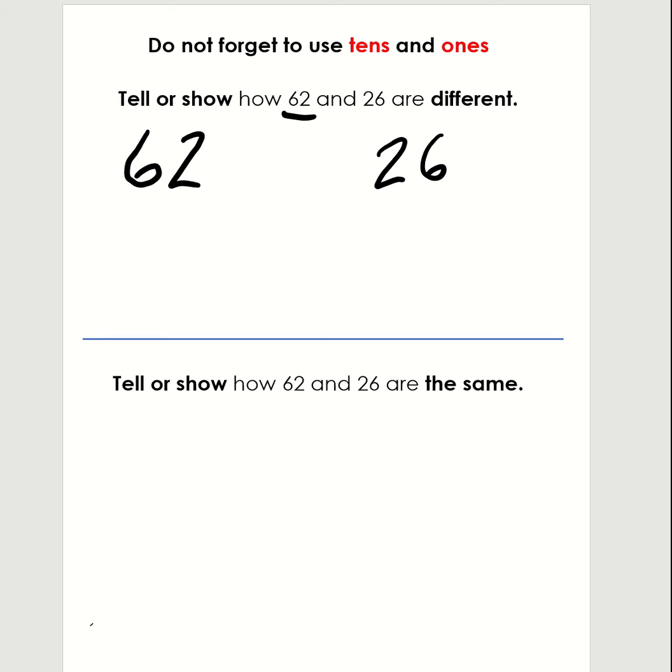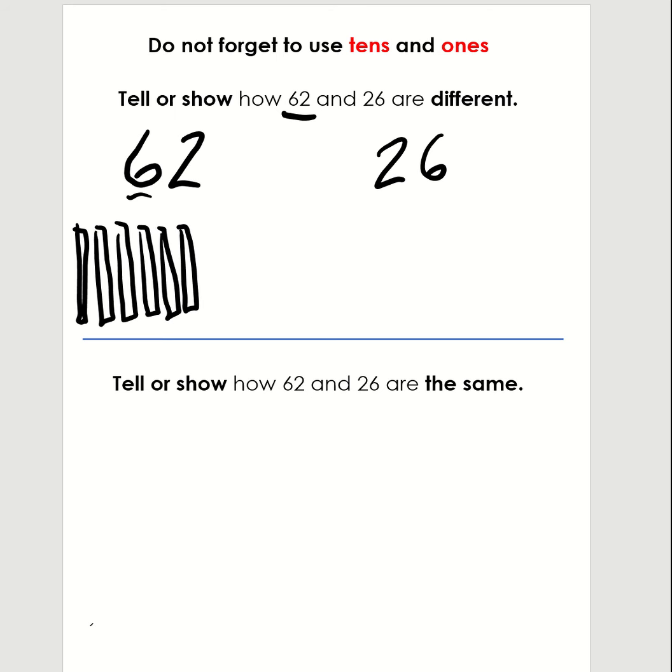So to do the number 62, I know that the number 62 has 6 tens because I'm looking at the tens place. So I'm going to draw those 1, 2, 3, 4, 5, 6. And I know it has 2 ones. 1, 2. Awesome. Now let's do the number 26.